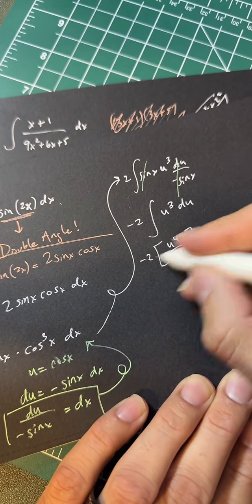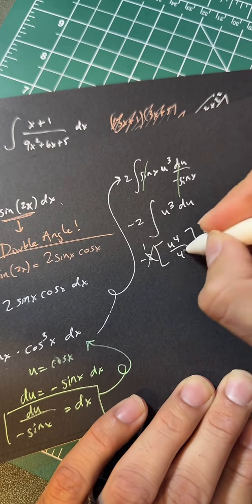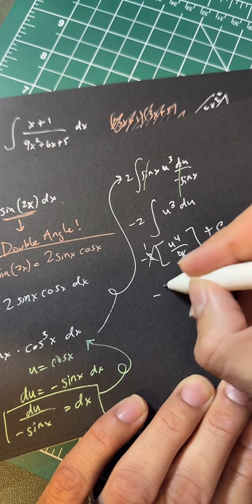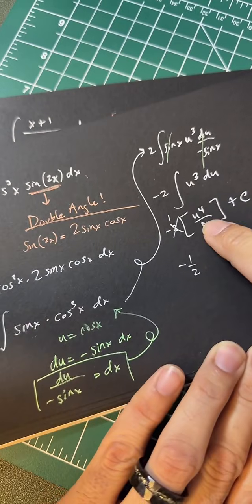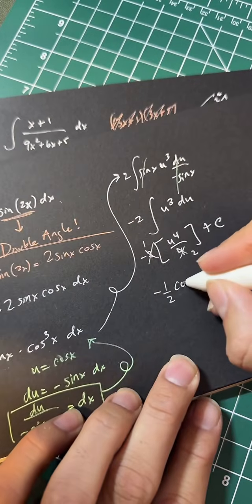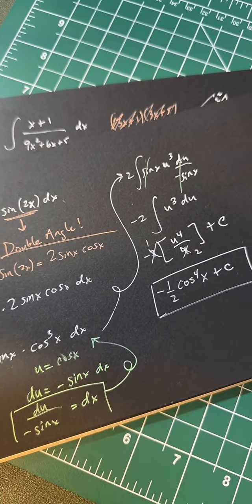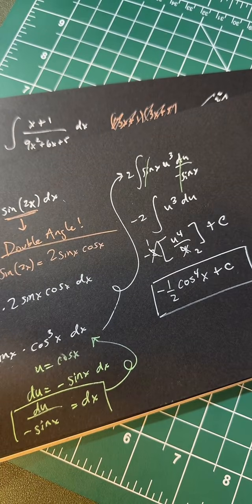I'm going to distribute the negative 2 and simplify with the 4. Got to know your fractions. This becomes a 1, then this becomes a 2. So I have negative 1/2, and now instead of u, it's cosine, because remember your u value was cosine. So cosine to the power of 4x plus your C, and you are officially done.